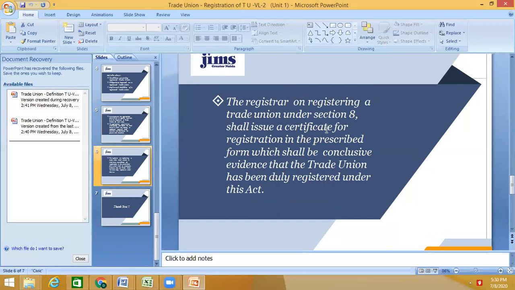And once you have complied with all the provisions to be contained in the rules of the trade union, you have applied for the registration, that we will discuss in the next lecture, the mode of registration and the application for registration. And once the registrar is satisfied with all those formalities, then the registrar will register your trade union as a registered trade union and will issue a certificate which would be conclusive evidence that the trade union has been duly registered under this act. So this is all for today's lecture.